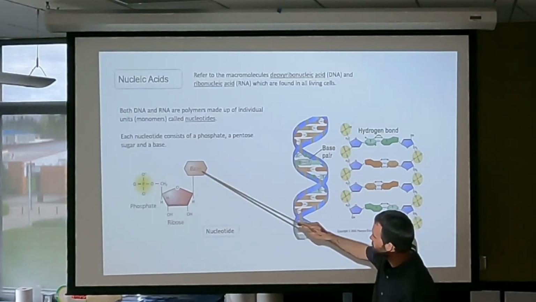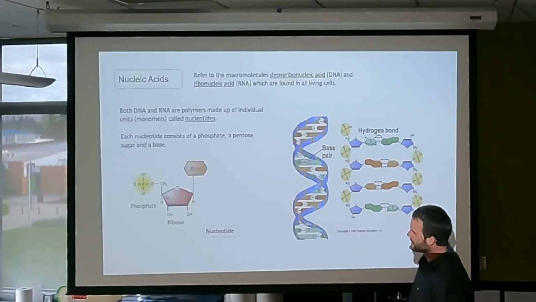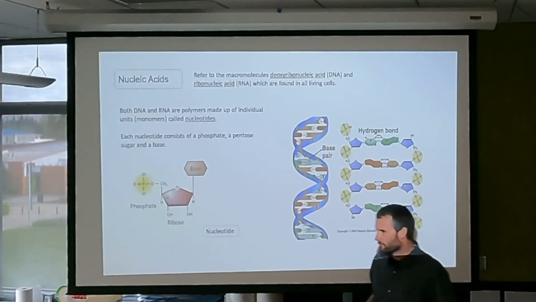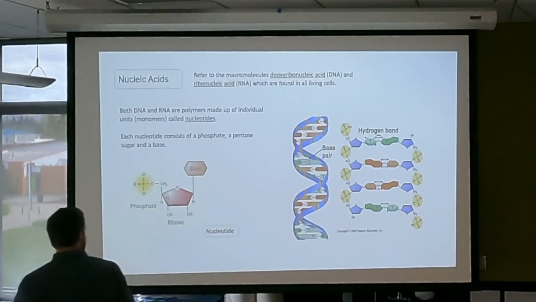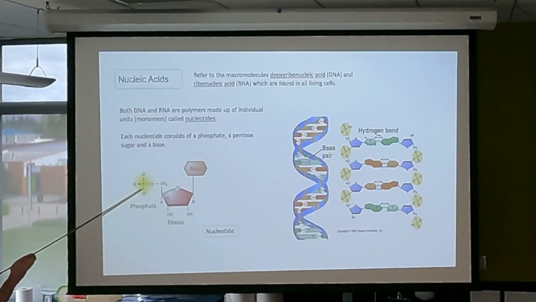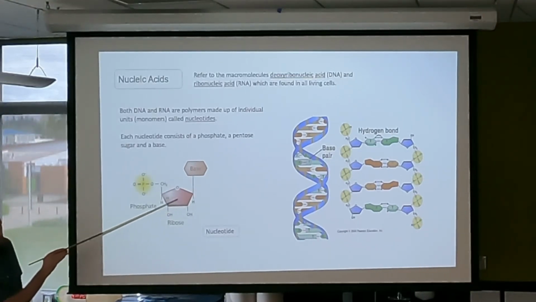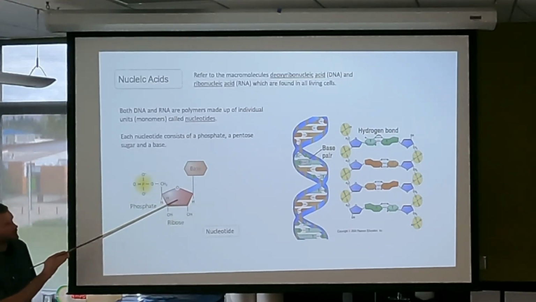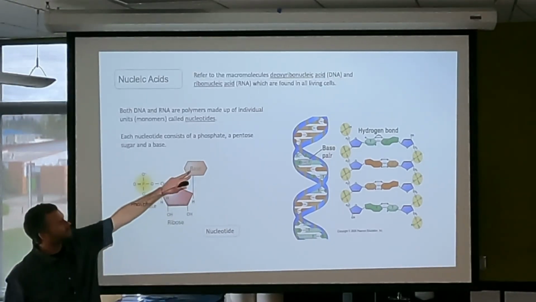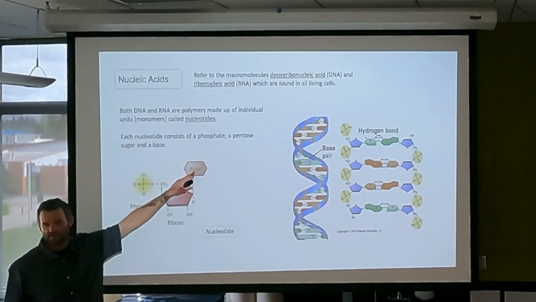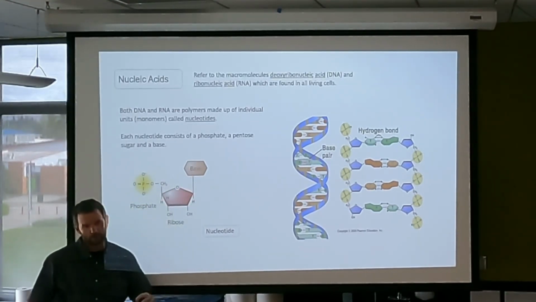And this is the structure of an individual nucleotide. Jen's probably getting excited back there looking at structures, but the individual structure of a nucleotide is: we have a phosphate group, we have what we call a ribose sugar, and then we have something called a nitrogenous base. And the nitrogenous base, there's 4 of them and they vary between nucleotides.